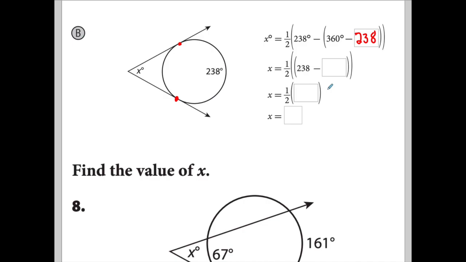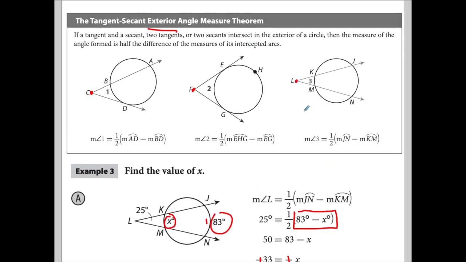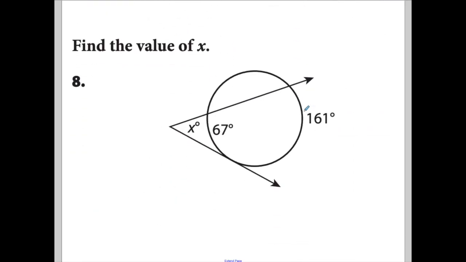minus 238. Unfortunately, I don't have my simulator, so I've got to use my calculator. And I get 122. So now I've got to take the difference, 238 minus 122, and I get 116. And I take half of that, and I get 58. So that is my measurement. And that's just the idea. You're just taking this rule and you're applying it.